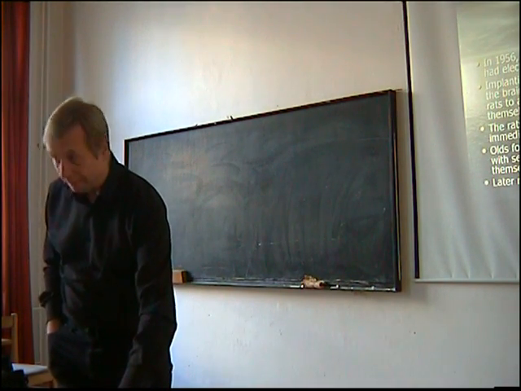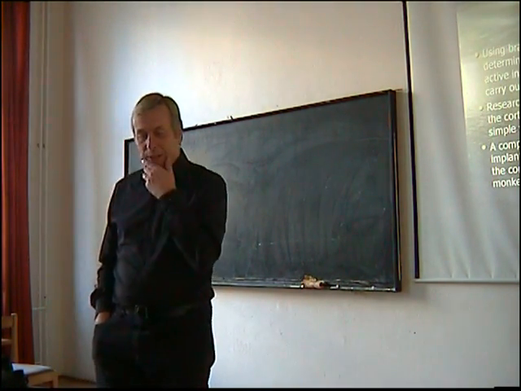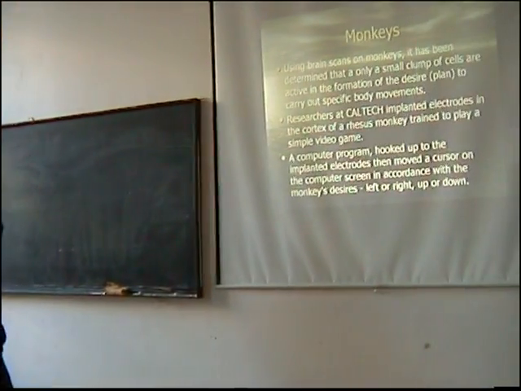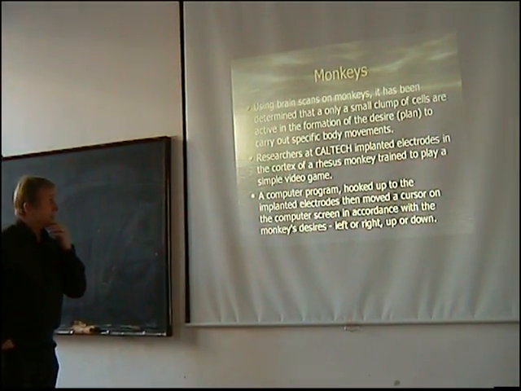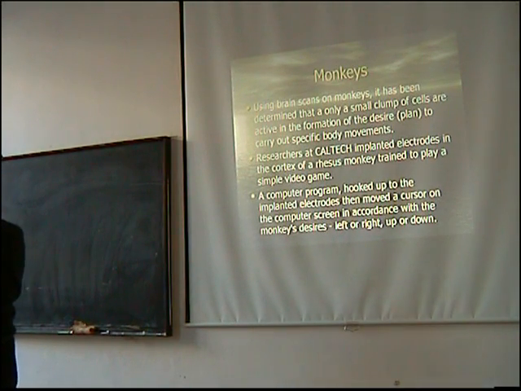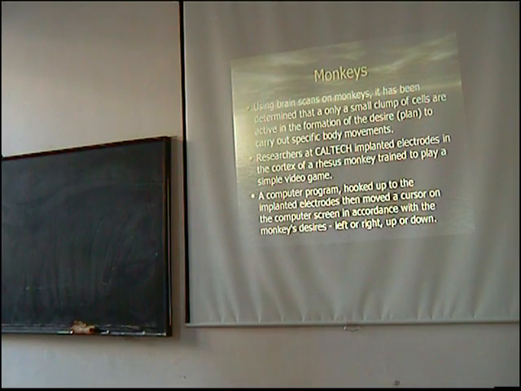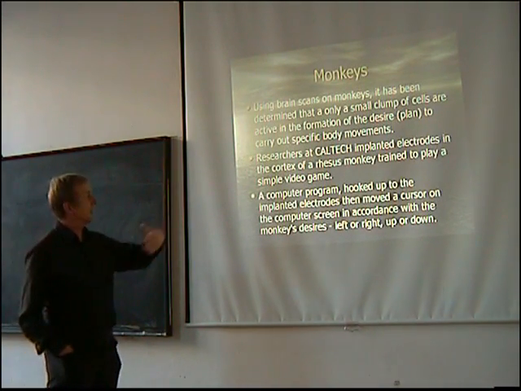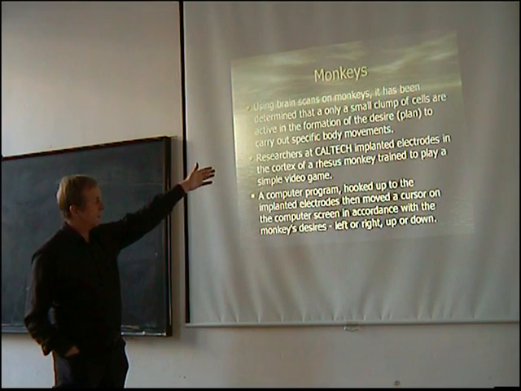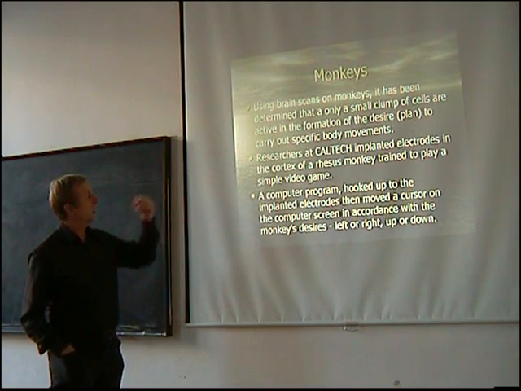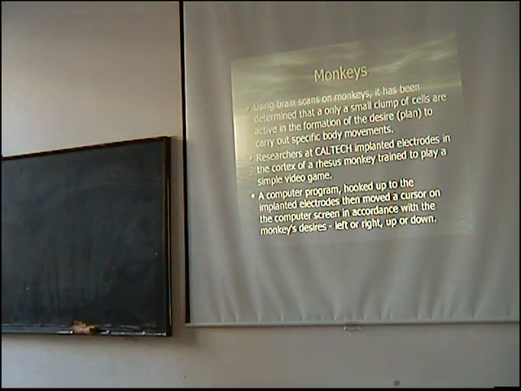Yeah, again, different pieces of research. Brain scans on monkeys. The desires, the planning, there's just a small number of neural cells that are used, and then the plan to carry out particular actions and so on. And Caltech, they did a project more recently with a monkey carrying out a simple video game, and linked up a computer program, a cursor and a screen and so on.